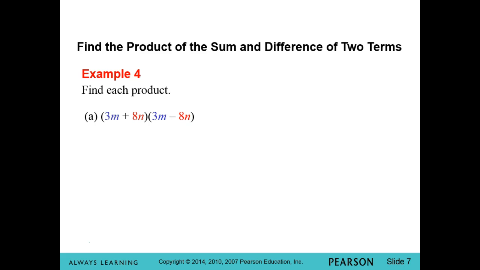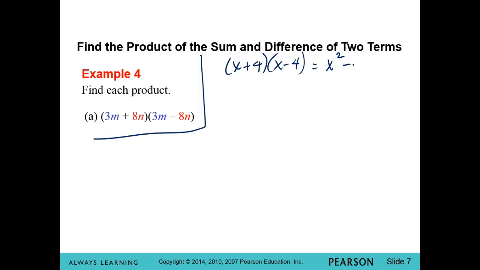So let's go back. Let's do example 3 first. We'll get to 4 in a minute. Example 3 is find each product. X plus 4 times X minus 4. What do you reckon that one is? X squared. Good start.